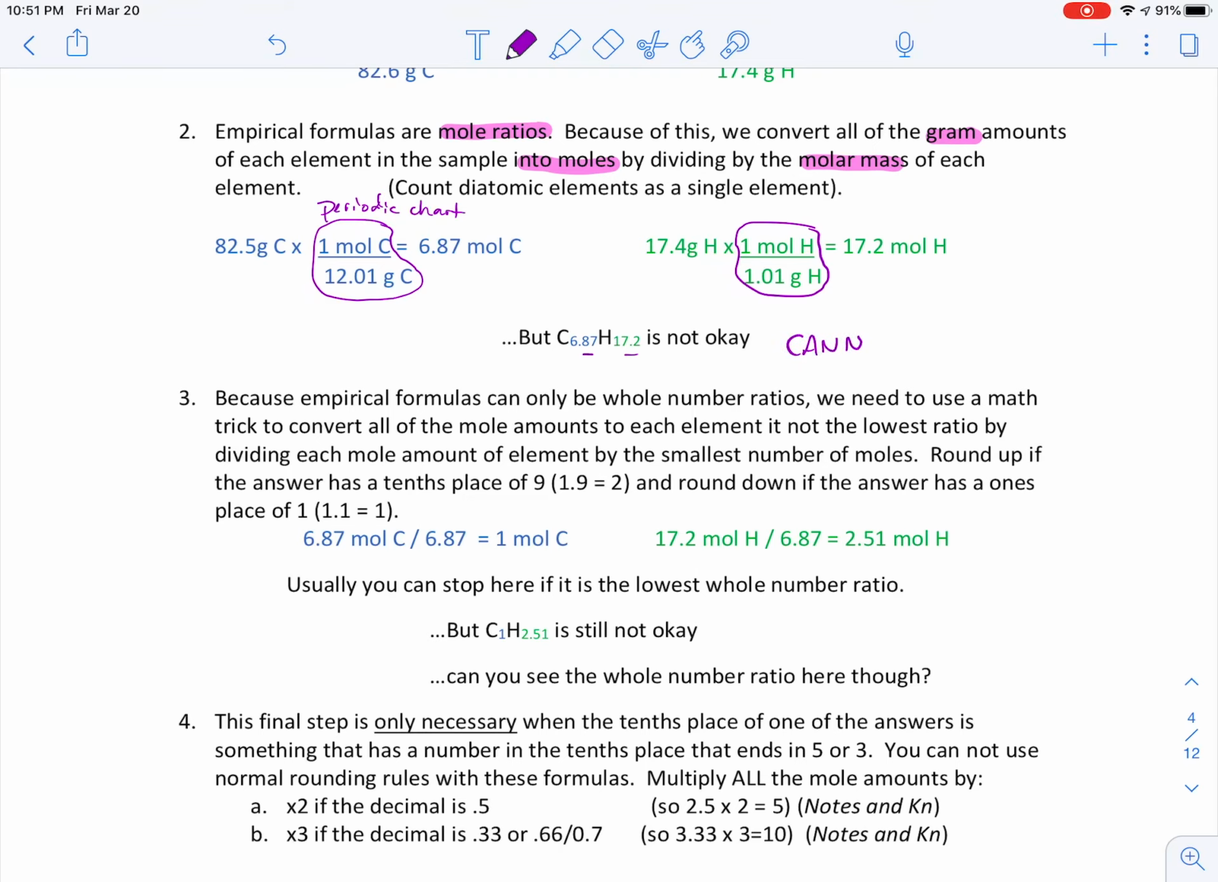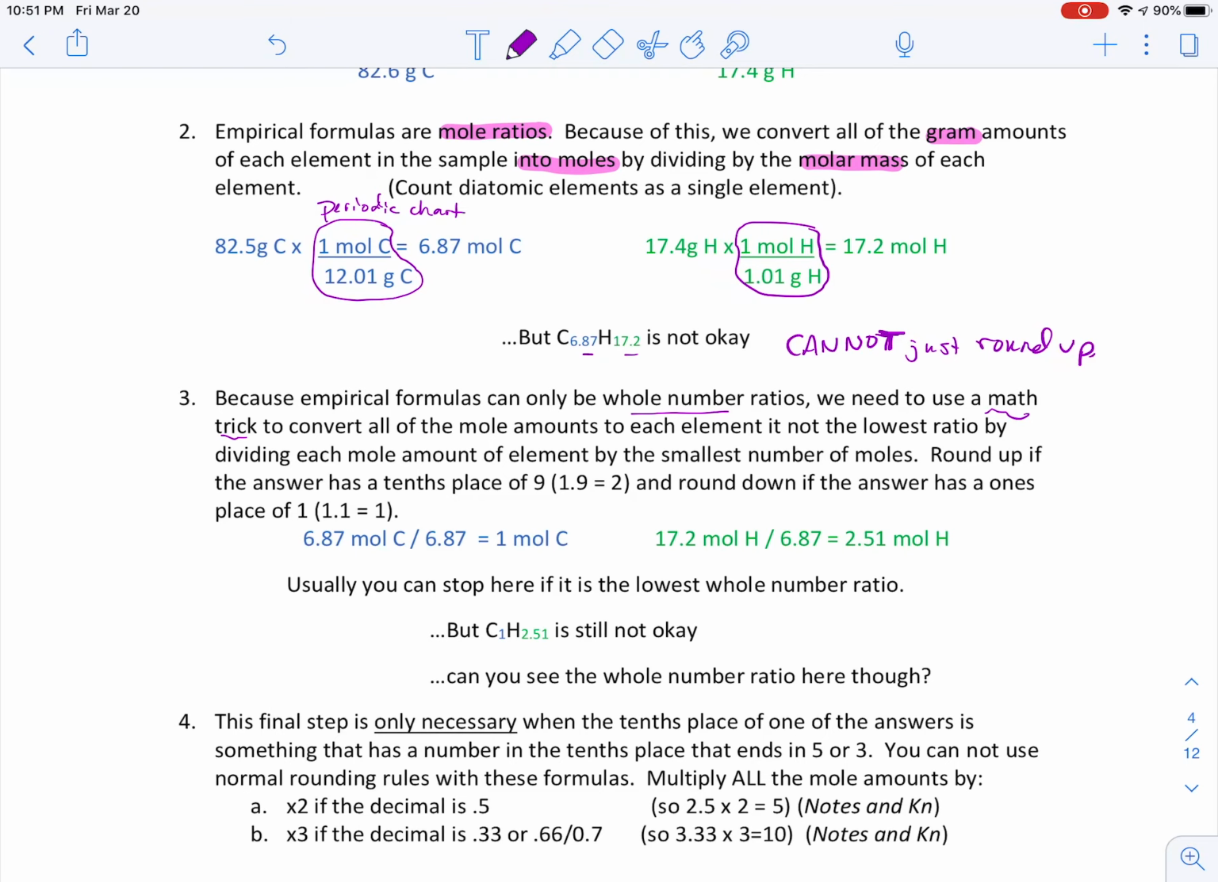And this is one case where you can't just round up. It's the rule: you cannot just round. It doesn't work. So like our normal rounding rules, this is one category where it won't work out. So we're not allowed to round up or round down. We have to do something to get these into whole number ratios, and this is a little math trick.